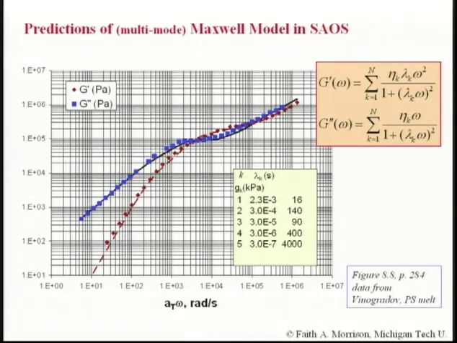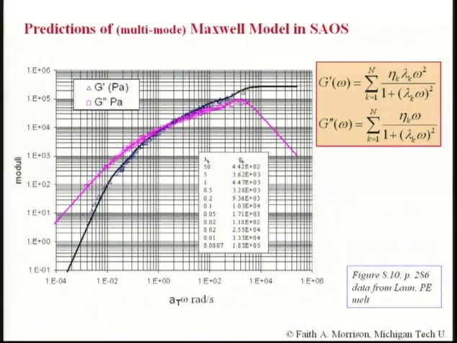In this case, the terminal zone is actually seen. There's a slope of 2 and 1. In this case, these are not quite slopes of 2 and 1 where there's data. It becomes slope of 2 and 1 just outside of the range of the data. So this is actually something of a false longest relaxation time, because we really don't have data out here to say whether we're truly in the terminal zone.